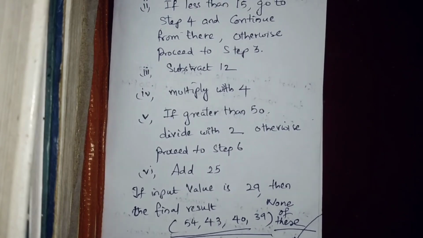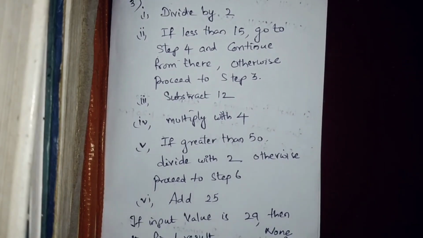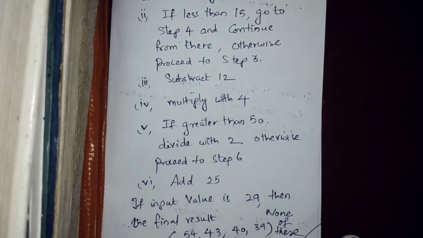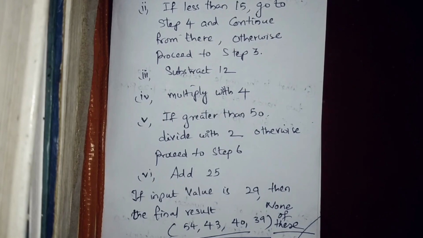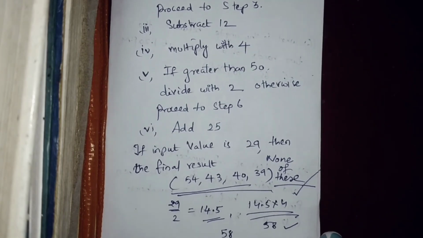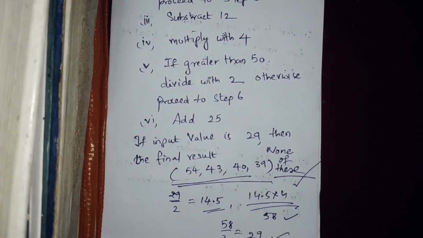Hope this question is clear. Divide by 2. If you get less than 15, go to step 4 and continue from there. Otherwise, go to step 3. Second and third step, subtract 12, multiply with 4. If greater than 50, divide with 2. Otherwise, proceed to step 6 like this.